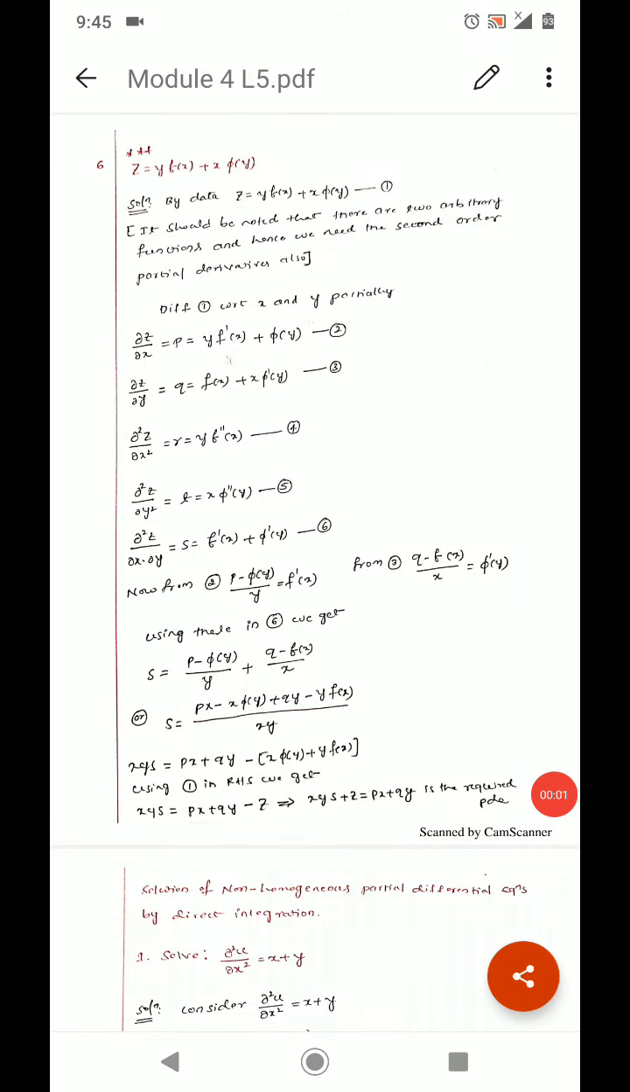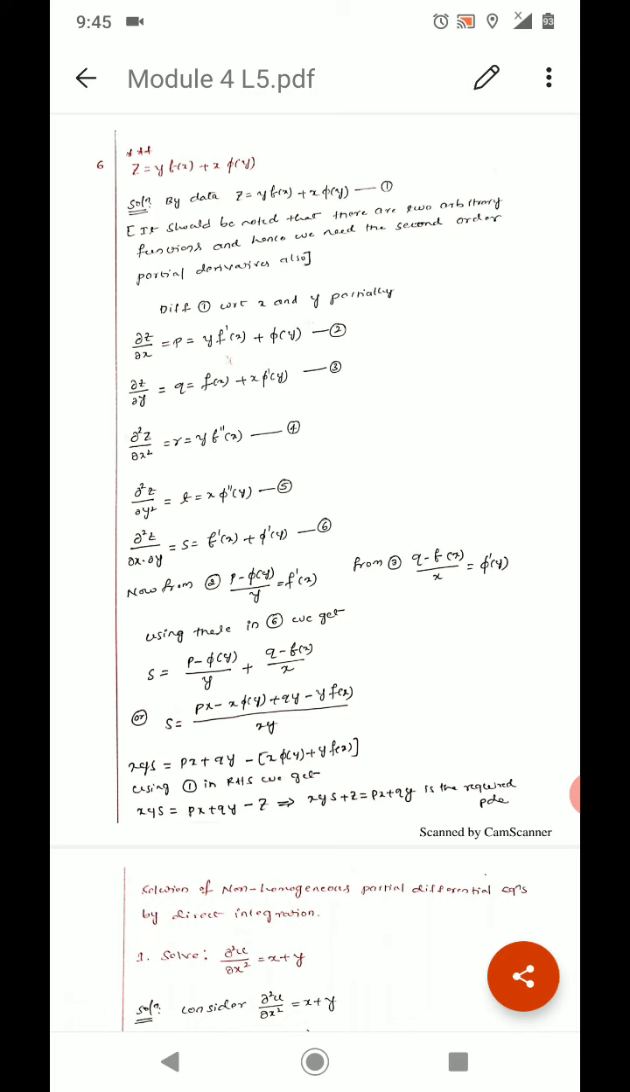So next we have the problem z equal to y into f of x plus x into pi of y. Here we have two functions, f of x and pi of y. To eliminate those functions, we have to differentiate the given equation two times, partially with x and y. So take the given equation as equation 1 and differentiate partially with x and y.